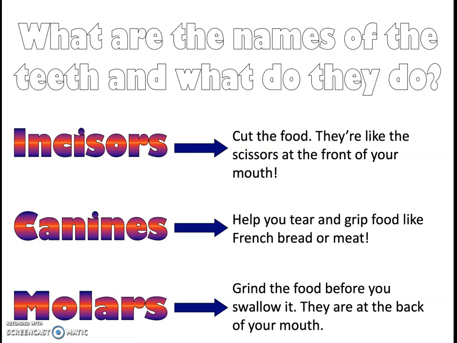Moving further back in our mouths, we then have the molars. Okay, now these molars are used to grind the food before you swallow it. They're right at the back of your mouth, they're very strong, and they're also very flat, which helps them to be able to grind the food that they need to. Well done if you manage to remember all three of those types. If not, do not worry, because we've recapped them right now.